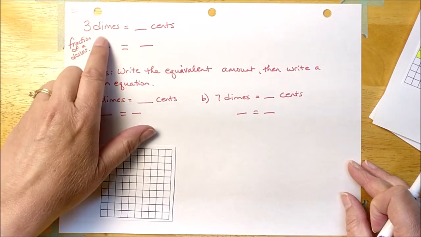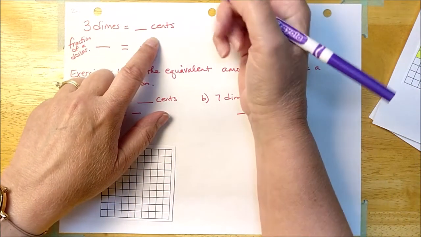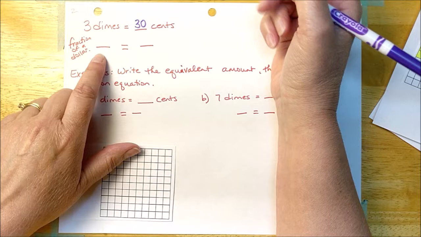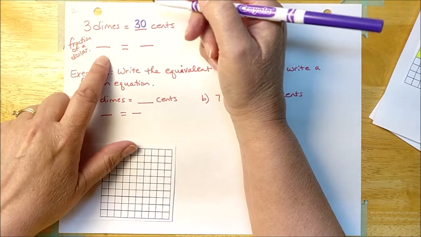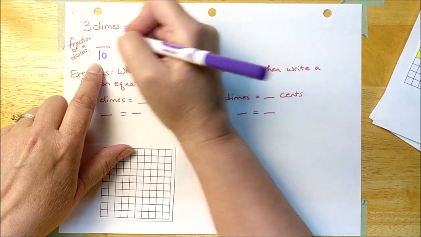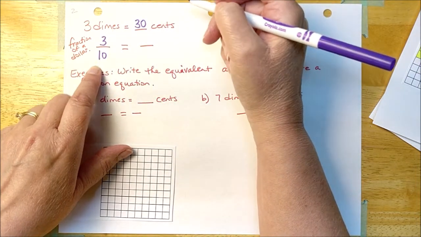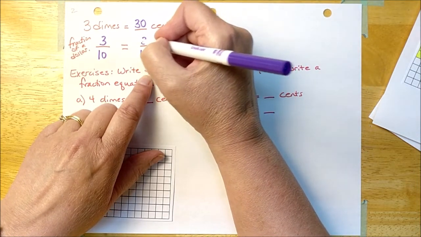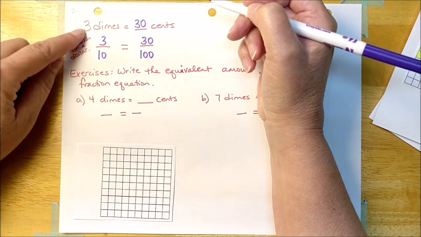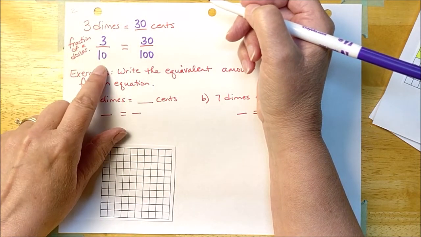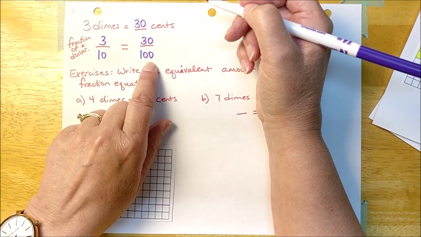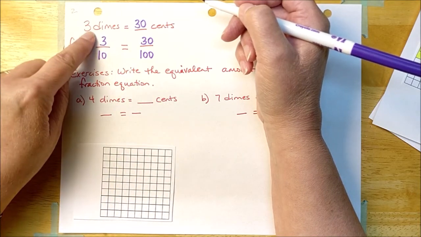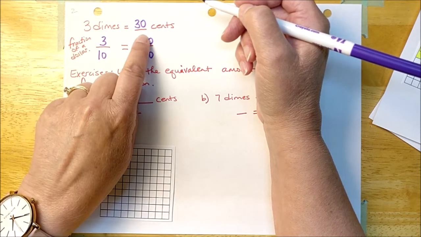So if we had 3 dimes, how many cents would we have? You're right, we would have 30 cents. So if we're going to put 3 dimes into a fraction of a dollar, it takes 10 dimes to make a dollar, and we have 3 of them, so that's 3/10ths. It takes 100 cents to make a dollar, so we have 100 on the bottom, and we have 30 cents. So 3 dimes is the same as 30 cents, so 3/10ths is the same as 30/100ths. They are equivalent fractions.